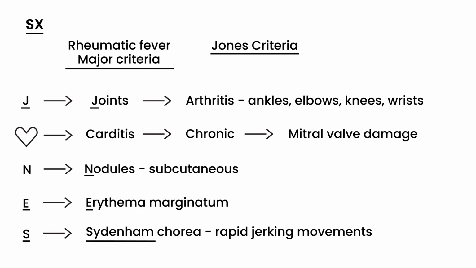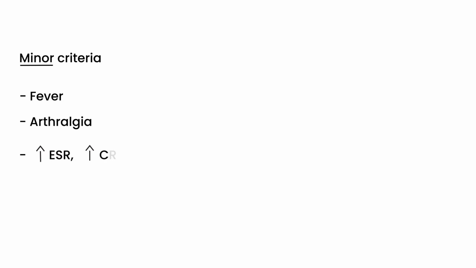So if you have major criteria, then you must have minor criteria. So what are the minor criteria? Well, there's only 4. One of them is fever. Obviously, rheumatic fever, you'd think fever would be somewhere in there. The next one is arthralgia. The next minor criteria is elevated ESR, erythrocyte sedimentation rate, or elevated C-reactive protein, CRP.